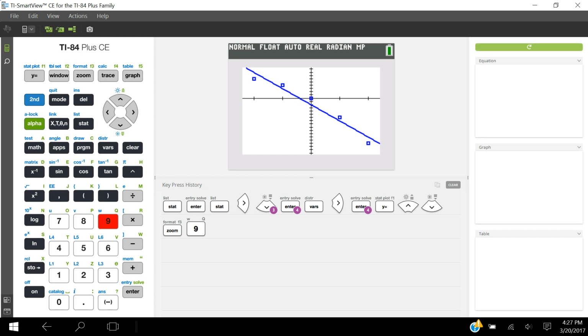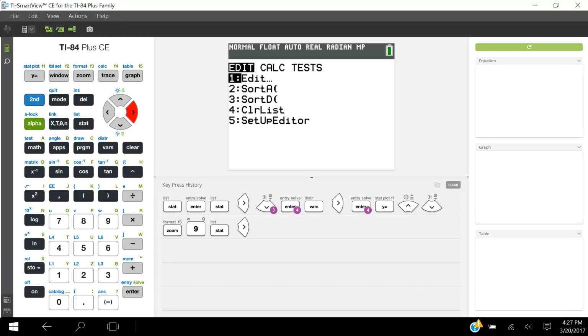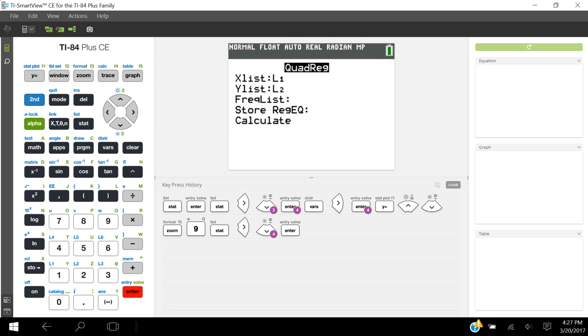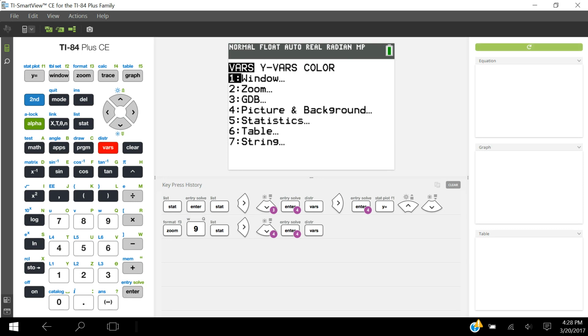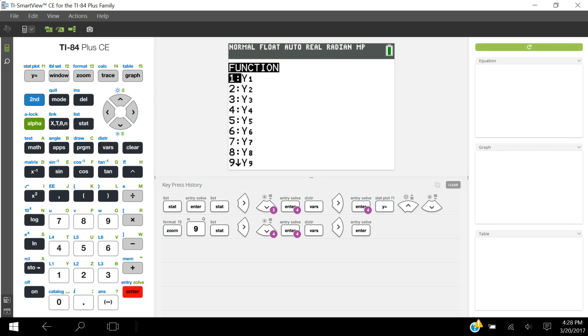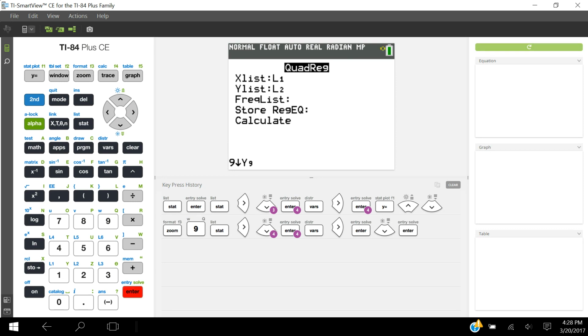Okay, so now let's go back to stat calc, and let's do the quadratic. So let's go down to number 5. Okay, and let's have it do the quadratic. I'm going to hit enter. Okay, L1 and L2. Now when I do my vars, yvars, enter, I'm going to go down to y2 so that it will store this one in y2, and I can look at my line and my parabola at the same time.